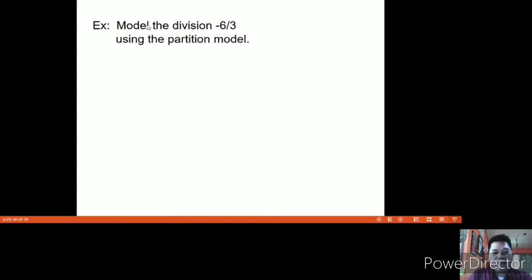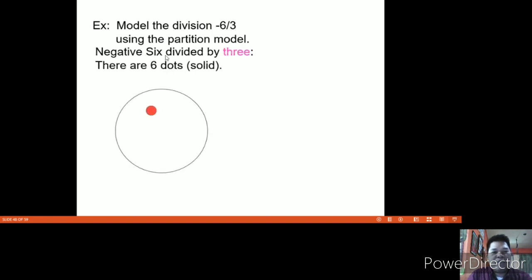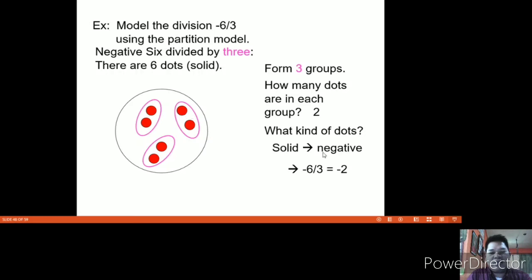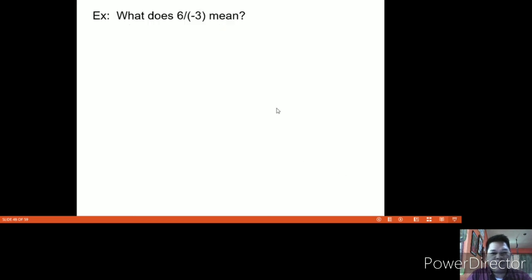Example, another example: model the division negative 6 divided by 3 using the partition model. Negative 6 divided by 3, there are 6 solid dots, because of the negative. Form 3 groups. How many dots are in each group? The answer is 2. What kind of dots? Since the dots are solid, that is negative. Therefore, negative 6 divided by 3 is equal to negative 2.